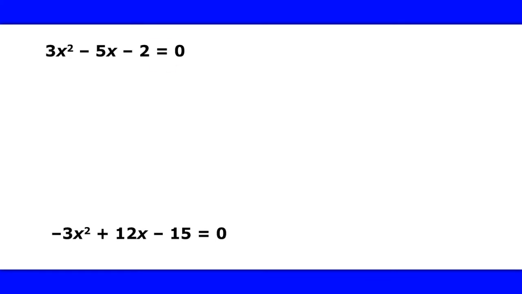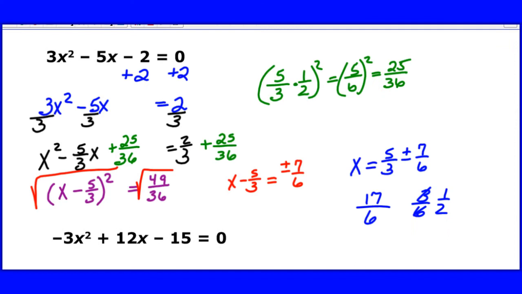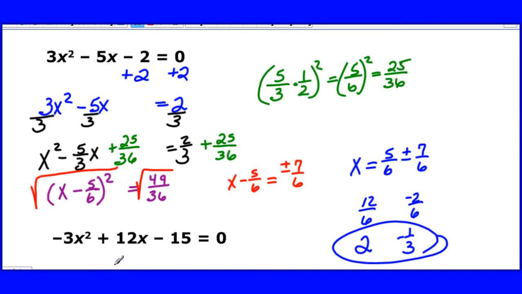Now, on this particular one, we need to be careful because first of all, it's not in the right format, so we're going to have to add 2 to both sides. But also, it has a 3 as its a value. That needs to be a 1. So we're going to have to divide everything by 3. Okay, now check your work against mine.